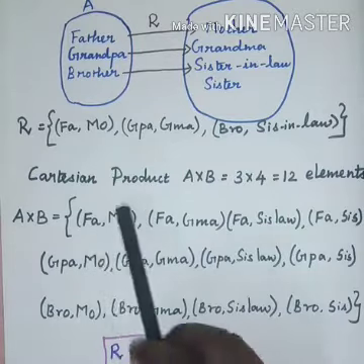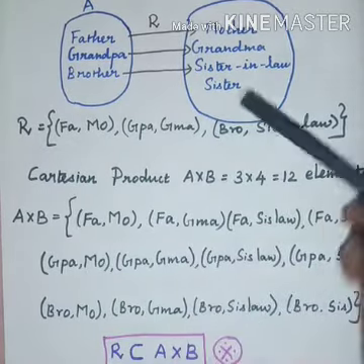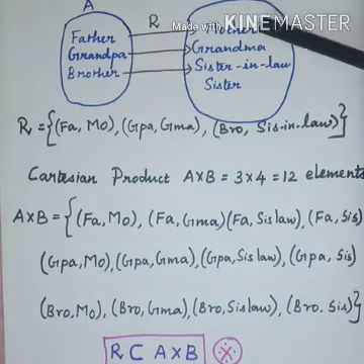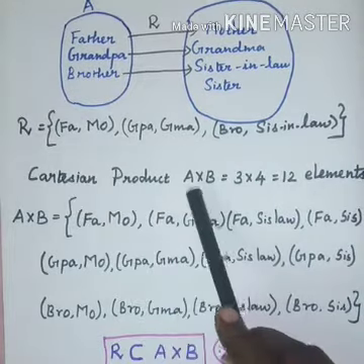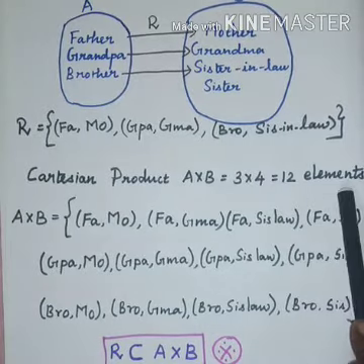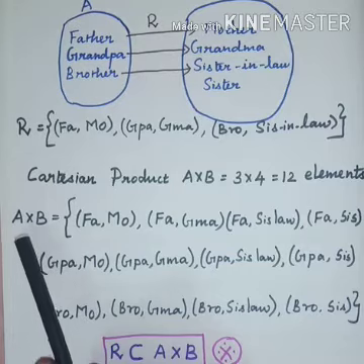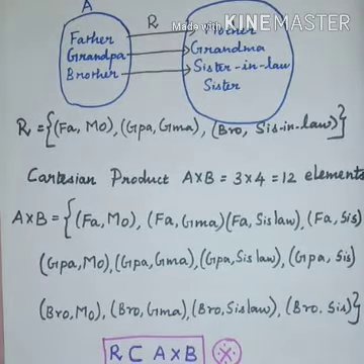We have already discussed the Cartesian product A cross B. In the group A, we have 3 elements. In the group B, we have 4 elements. So Cartesian product A cross B is equal to 3 into 4. Totally 12 elements are there in Cartesian product A cross B.